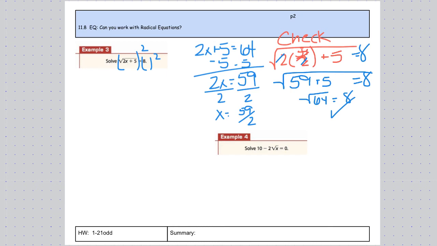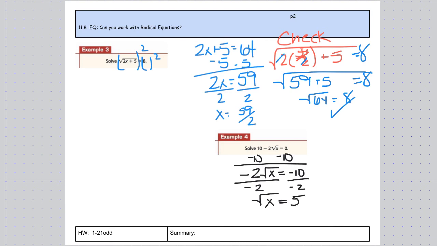Okay, our last example, example number 4. Once again, it's not isolated. I haven't isolated the radical yet, so I'm going to go ahead and do that. I'm going to subtract 10 on both sides. That's going to give me negative 2 times the square root of x is equal to negative 10. Now you say, well, Ms. Peacock, it can't be equal to a negative. Wait, there's still a coefficient out here. So I'm going to divide by a negative 2. That tells me the square root of x is equal to negative 10 divided by negative 2, which is positive 5. The radical is equal to a positive number, so it can work.